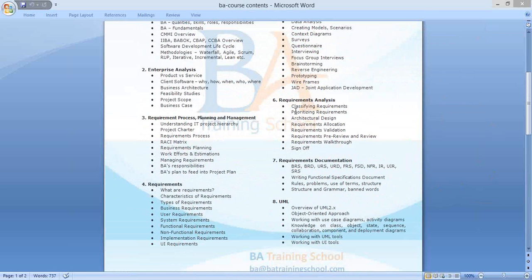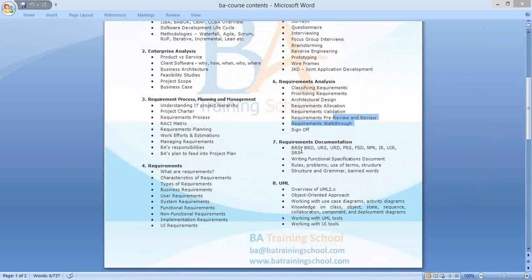And then the analysis part, which is an ongoing project, like classifying the requirements, prioritizing the requirements, validation, reviews, previews, walkthroughs, sign off, etc. And then documenting all the requirements in different formats, like BRS or URS or FSD or SRS documents, etc. We'll discuss all of them, how to write them, and what rules to use for that.